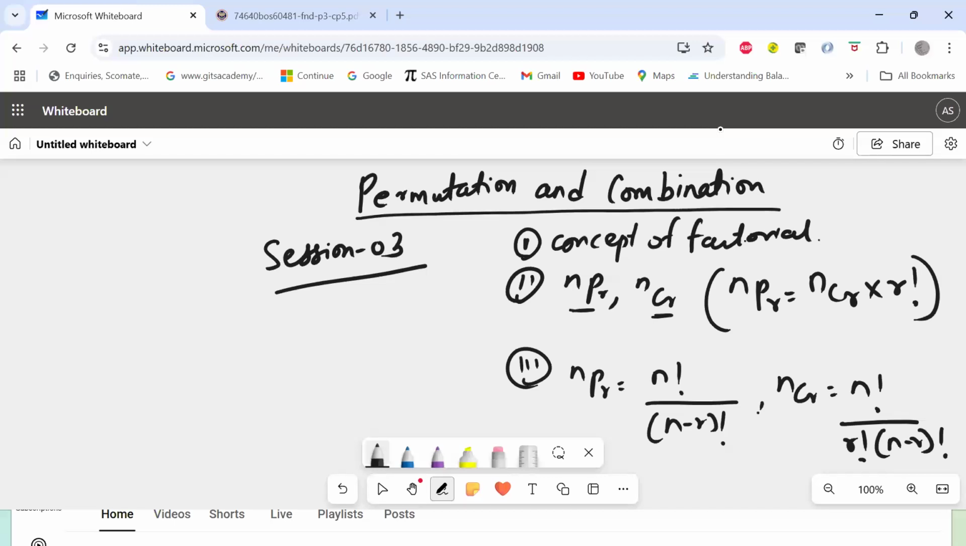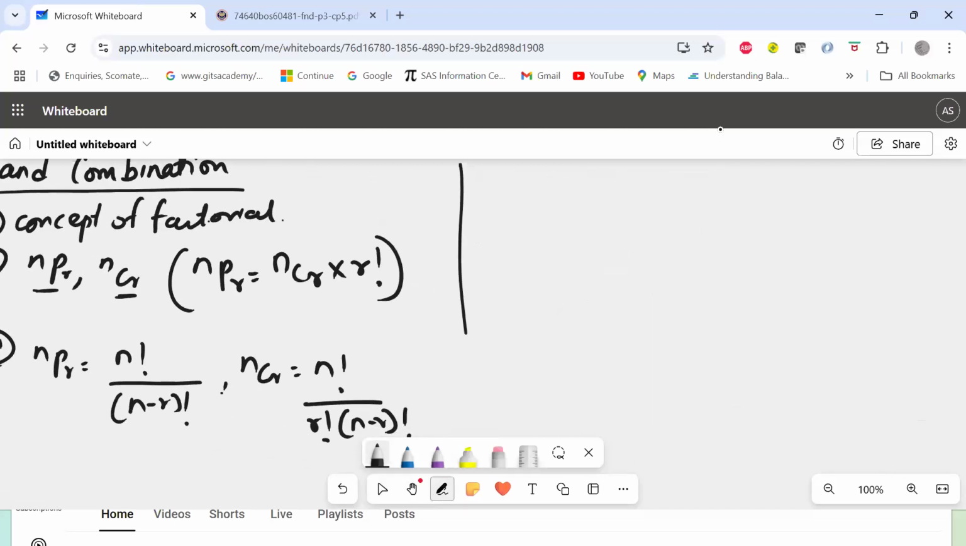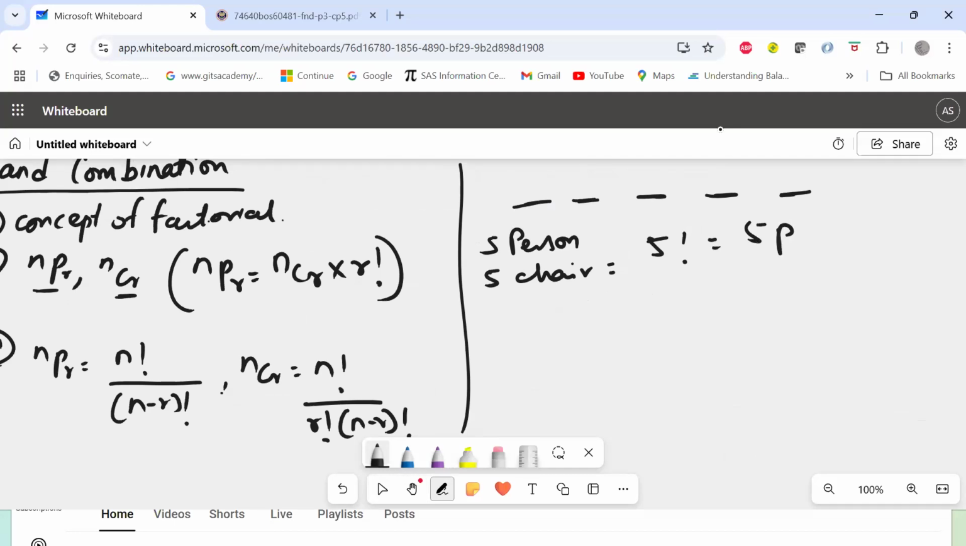Discussing the case, imagine there are five chairs, one, two, three, four, five, and five persons are there. In how many ways can they sit? We have discussed that the answer is 5 factorial, or nPn, or 5P5. So in the case of linear arrangement, when we have n places to be filled by n people, the number of ways it can be done is n factorial.